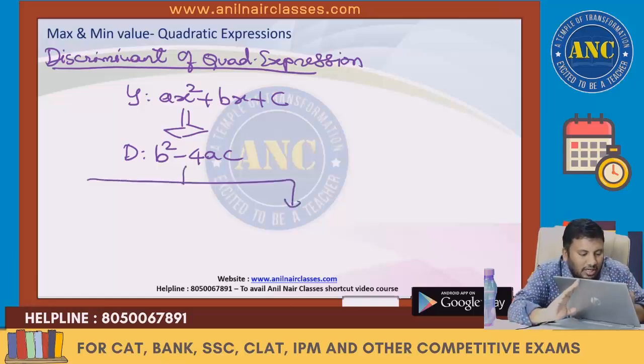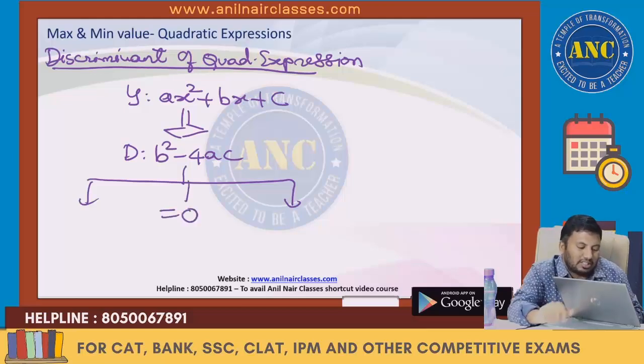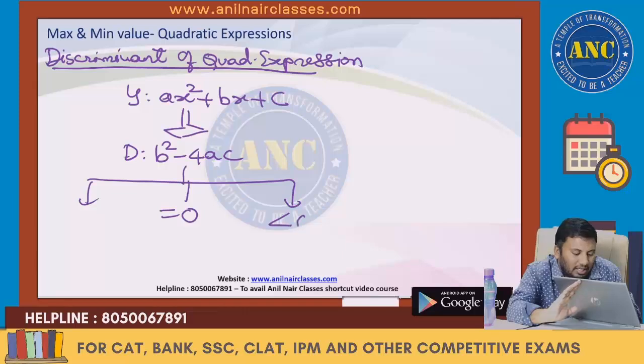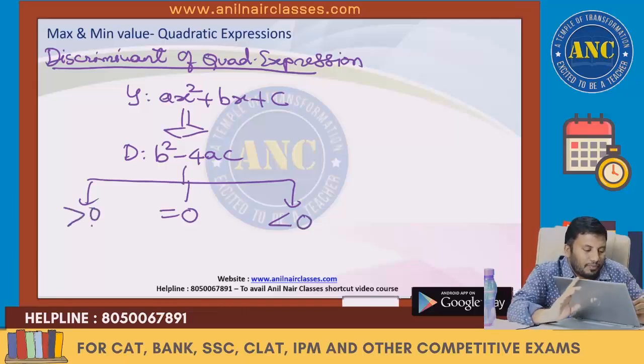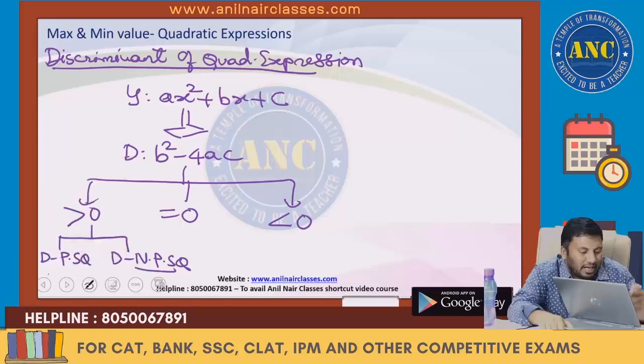Three cases only I will take. There are 4 cases, but I will take 3 cases. D less than 0, D greater than 0. D is a perfect square, D is not a perfect square. With an example I will explain it very clearly.